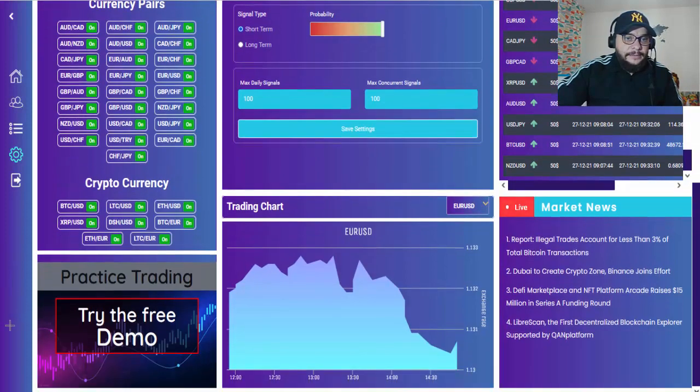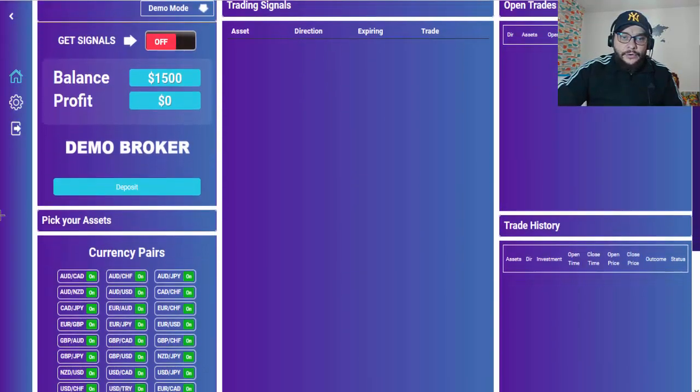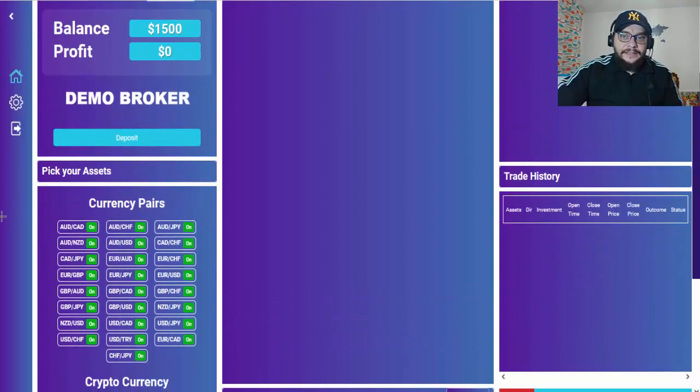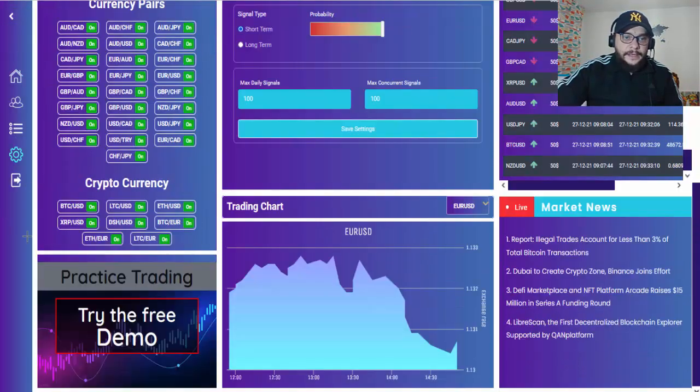Here you can try the demo account. This is the demo, and as you can see, this is how it looks. You have $1,500 and you can try the demo account. It's the same condition, but you have virtual money inside. Here is the trading chart.